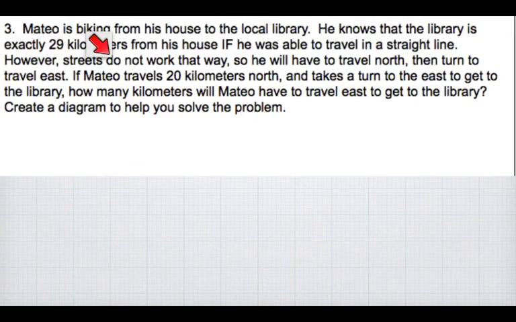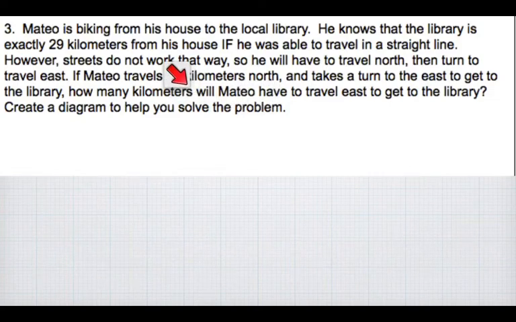However, streets do not work that way. So he will have to travel north, then turn to travel east. If Mateo travels 20 kilometers north and takes a turn to the east to get to the library, how many kilometers will Mateo have to travel east to get to the library? Create a diagram to help you solve the problem. Okay, so let's do that first.